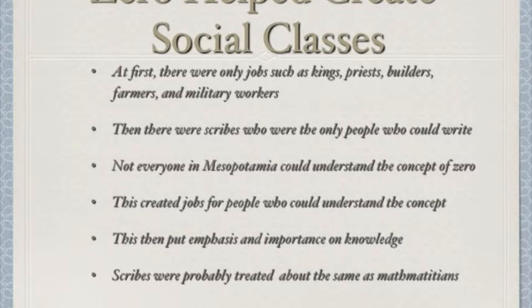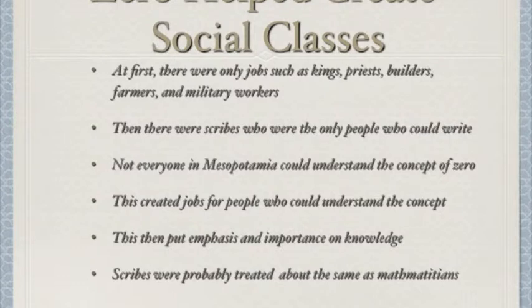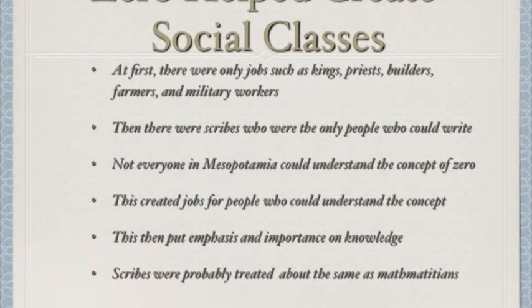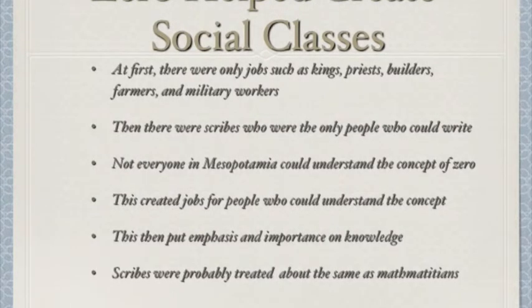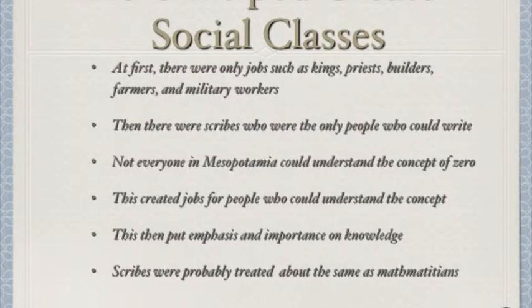This then put emphasis and importance on knowledge. Before, it was just about who was the king, who were priests, who could build, who could farm, and who was in the military. Now, knowledge was important as well. Scribes were probably treated about the same as mathematicians.